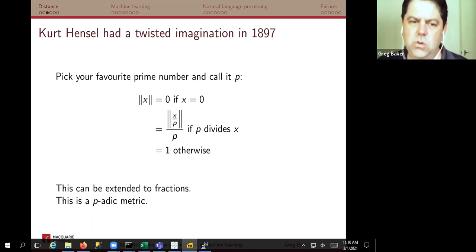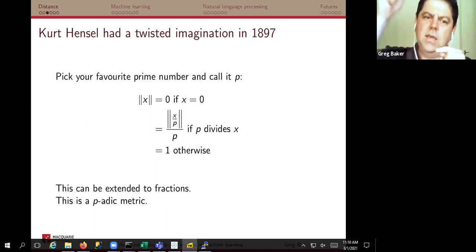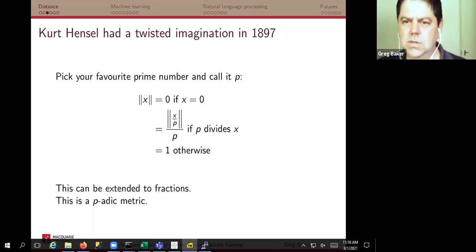And if it's not divisible by your favorite prime number, then the distance of that x is 1. And you can also turn that into fractions, because if you see that the denominator has a p in it, or the denominator is divisible by 3, then you just multiply it by 3 as many times as you need in order to get it up to being no longer with a 3 in the denominator.